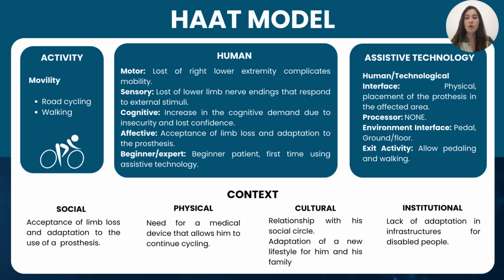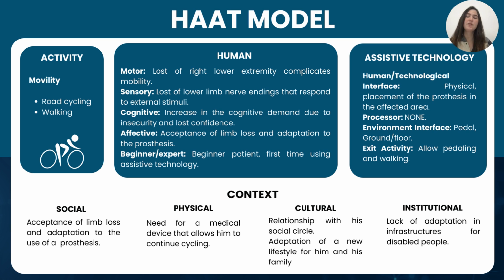Our HAT model is based on four key components: activity, human, assistive technology, and context. The activity factor is how the user does basic, instrumental, or advanced activities, in our case, mobility, such as road cycling and walking. Then we have the context factor, that is how participation is activated by social, physical, cultural, and institutional means, and how it is maintained over time. For example, the physical, the need for a medical device that allows him to continue cycling, or the cultural, that is the relationship with his social circle.